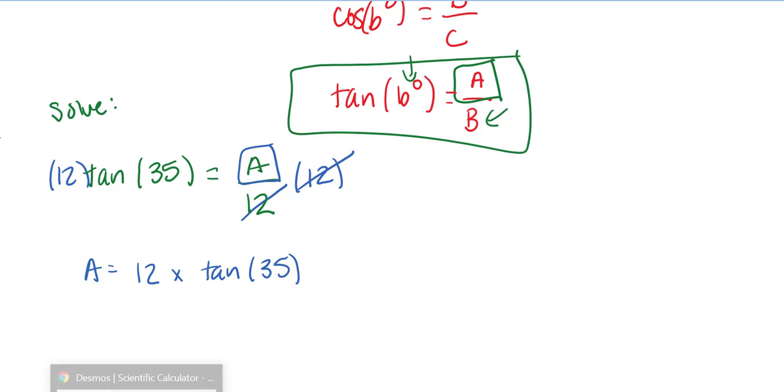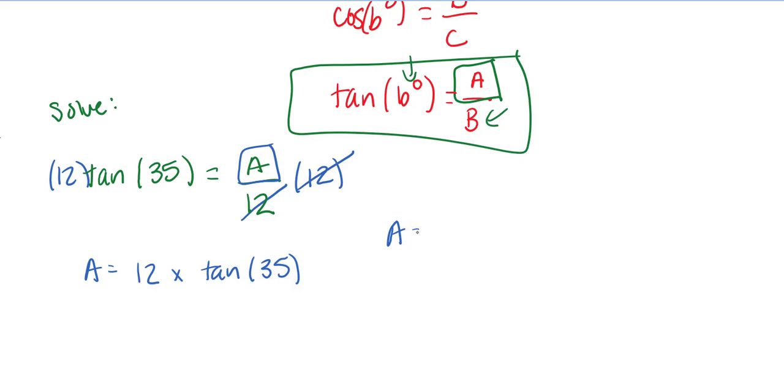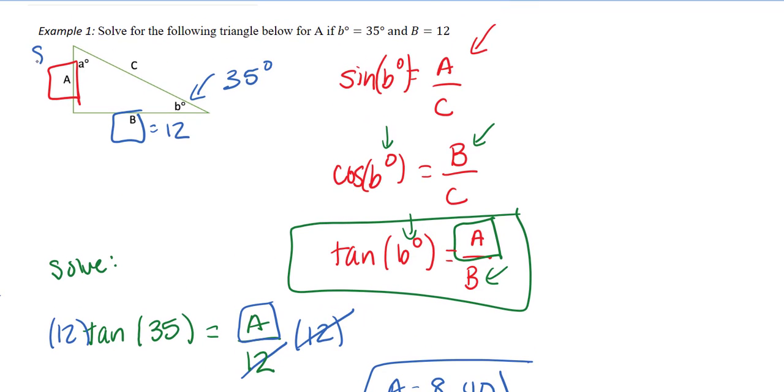So let's go ahead and get our calculators out. We have 12 times the tangent of 35 degrees, close the bracket, and what's that equal to? Well, it equals 8.40. So A is 8.40, as we're going to round to the nearest hundredth, and that would be the length of the side A. So A equals 8.40, and so we solved for this first example. So let's do the next example.